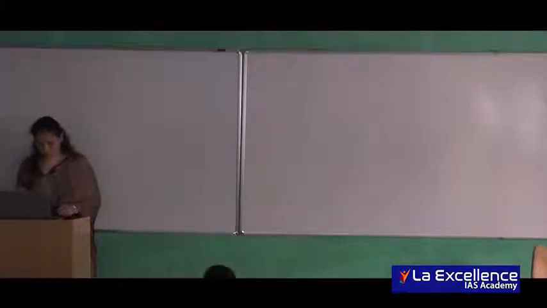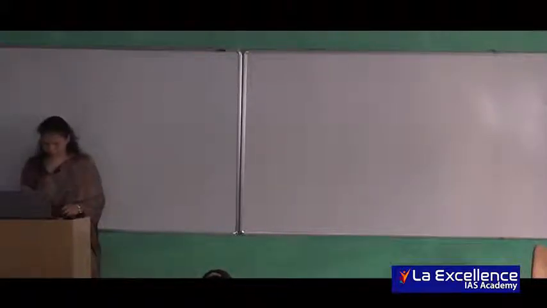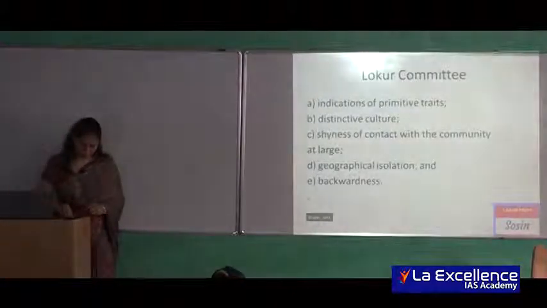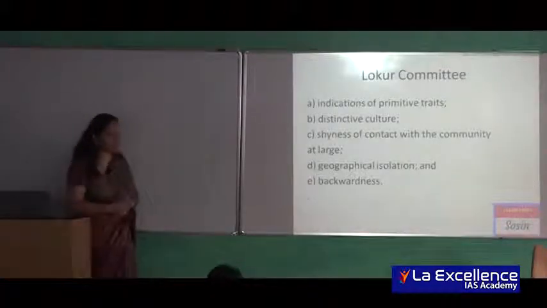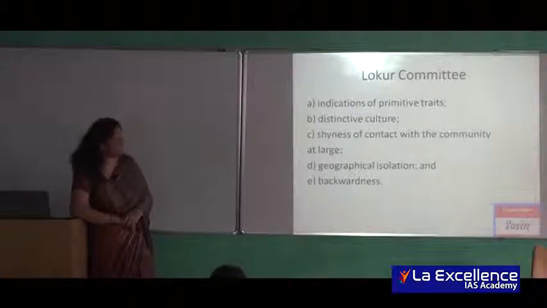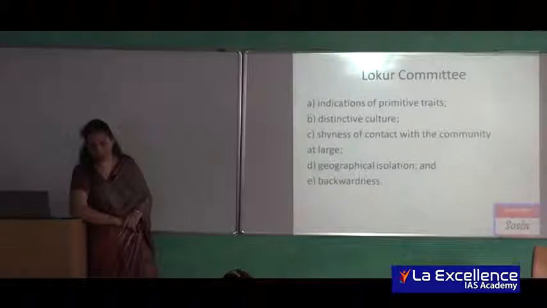But then, I want you to give 2 important lists of clauses. A committee called Lokur Committee gave a definition of scheduled tribe. These are the criteria. I don't say definition. These are the criteria given by that committee to consider some as scheduled tribes. So there are certain indications of primitive traits. There's a distinctive culture, shyness of contact with the larger community, geographical isolation, backwardness of different kinds, maybe economic, maybe other forms of backwardness.